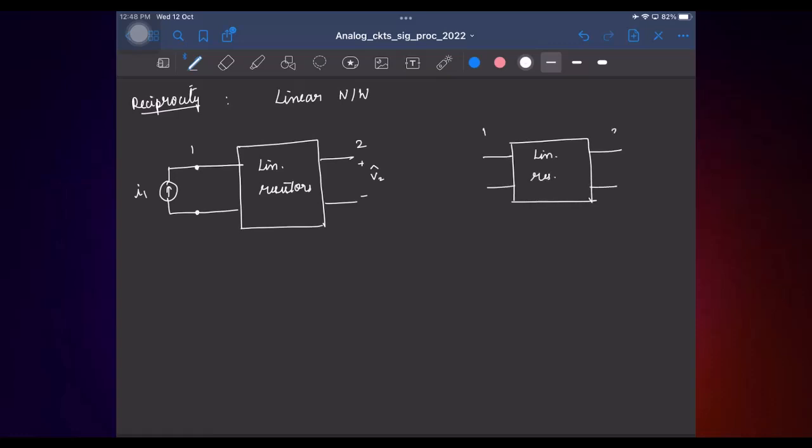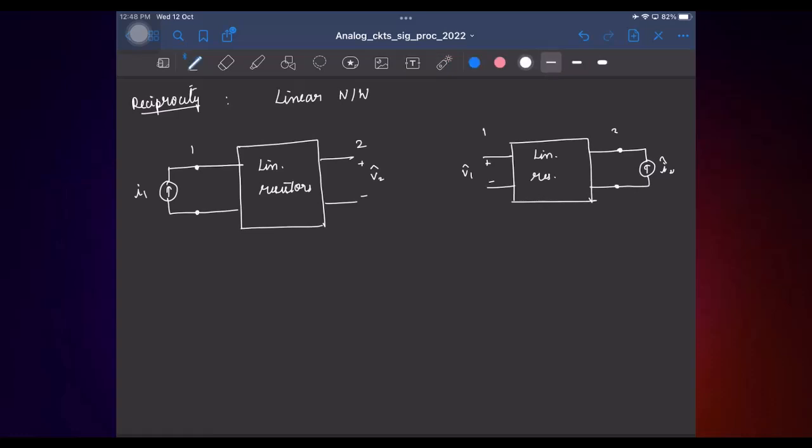This is port 1, port 2. Here, I'll apply current I2 hat and measure the voltage, V1. Okay. So here again, it's the same network. I can apply Tellegen's theorem, right?